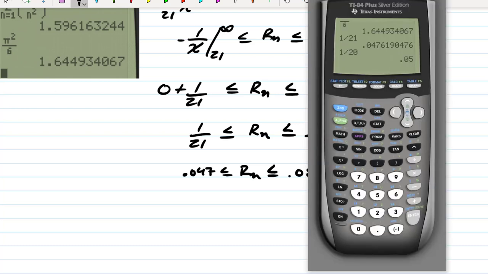Well, let's check that. So if we go pi squared over 6, and we subtract from that our series, so n equals 1 to 20 of 1 over n squared, we press enter, and we get this value.